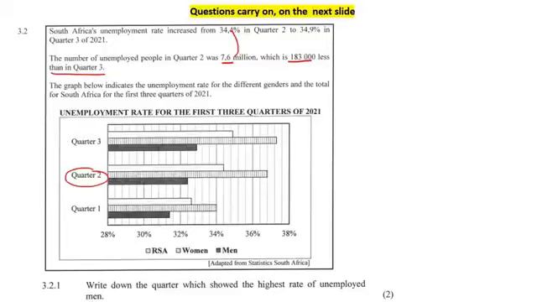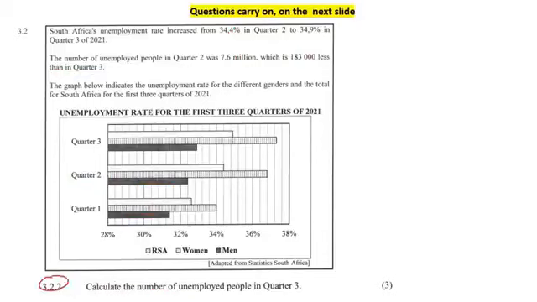Okay, so it says write down the quarter which shows the highest rate of unemployed men. So we're only looking at the grey. So there's that one, and that one. Which one's the longest? It's this one over here. So we will say quarter 3.